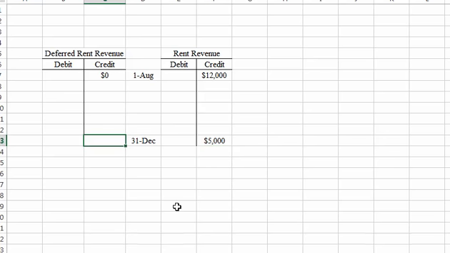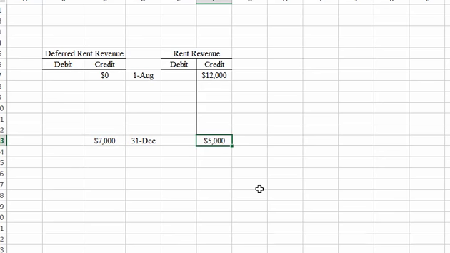So what should the balance in deferred rent revenue be? That's our liability account. Well, that's going to be the amount that's left unearned. To me, the easiest way to do that, you take the total amount received, $12,000, and subtract the amount that's been earned already, the $5,000. So the balance in deferred rent revenue on December 31st should be $7,000 credit balance. The balance in rent revenue, the credit balance on December 31st should be $5,000.